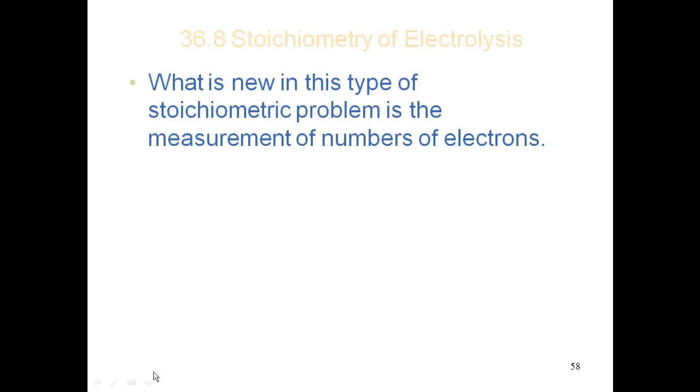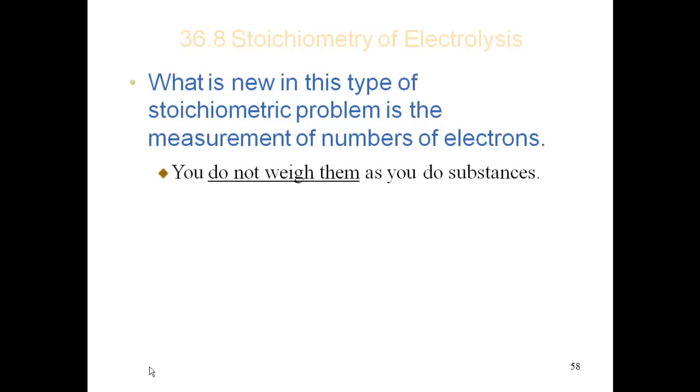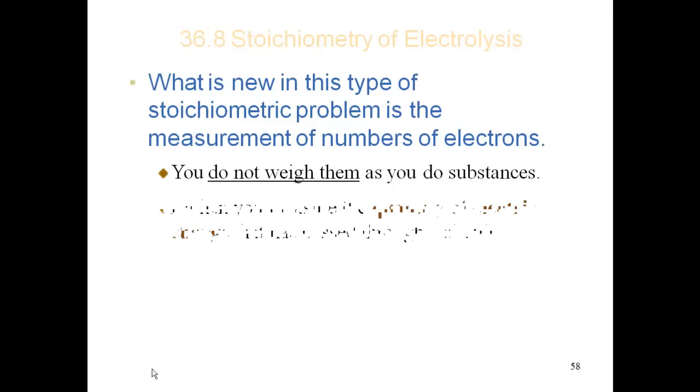All right, the last topic we're going to cover in electrochem is the stoichiometry of electrolysis. What is new in this type of stoichiometry problem is the measurement of the number of electrons. We do not weigh electrons directly. We don't have a mass of electrons, so we need to figure out a way to determine how many electrons are transferred in any process.